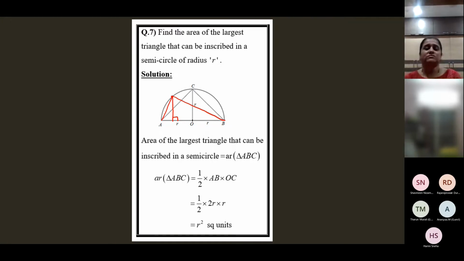Am I clear, children? Yes. Okay. So how do we calculate the area of the triangle? Half base into height: half into base AB, which is 2R, into height, which is R. So R square, square units. That's the area of the largest triangle that can be inscribed in a semicircle of radius R. So if somebody asks you why, you can tell them that if you take a triangle like this, its height will definitely be less than the radius.